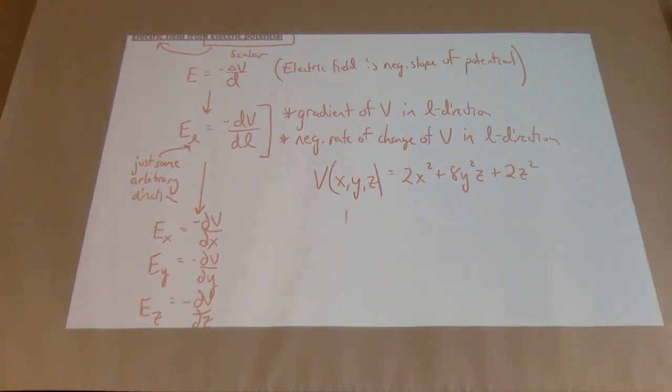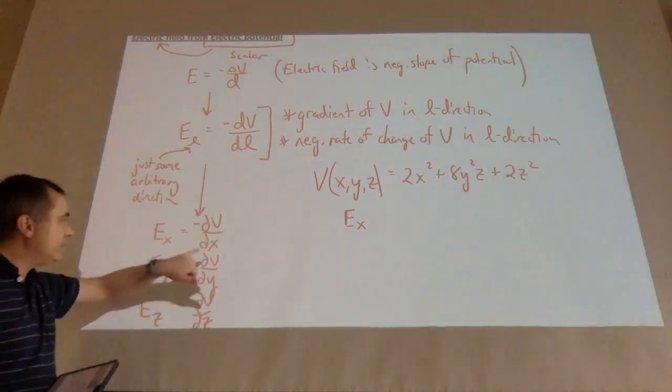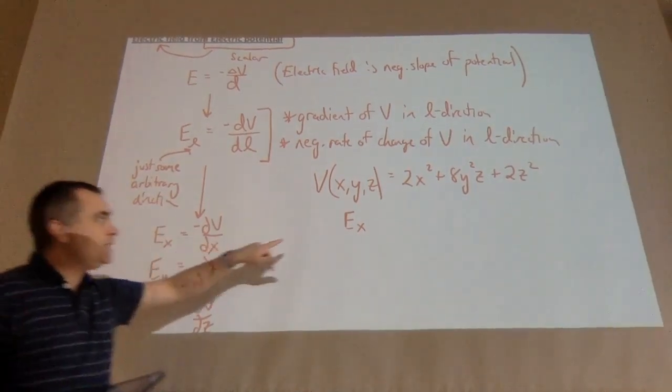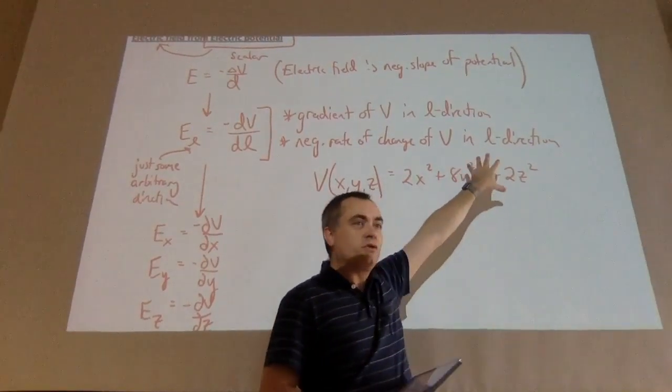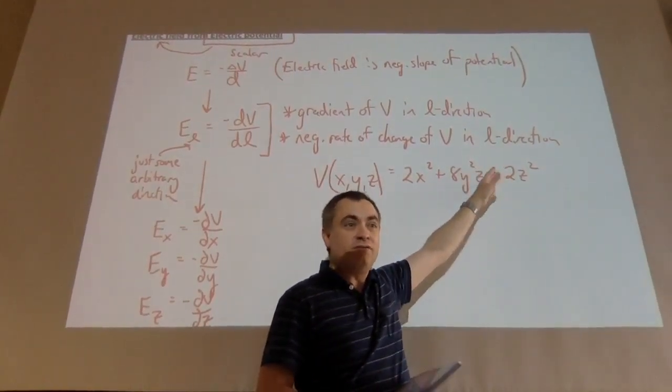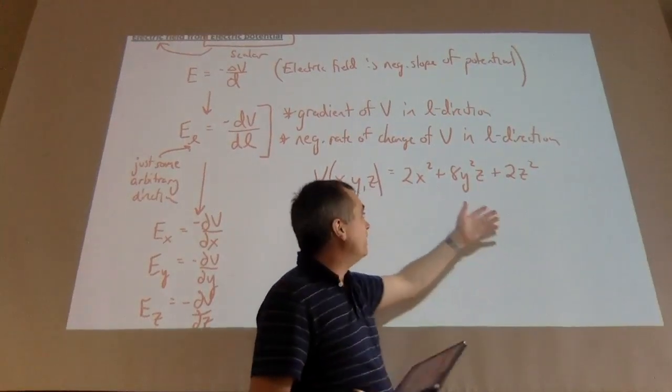If we wanted to find Ex, well then we look at that function and again take the partial derivative of the whole thing with a negative sign with respect to x, making sure that anything that has a y and a z, we just pretend those are constant. So when I take that derivative, that's just a 0. We don't have to worry about it at all.